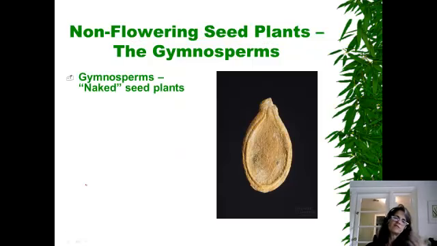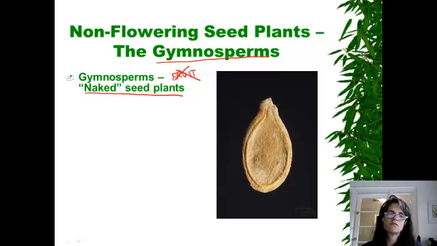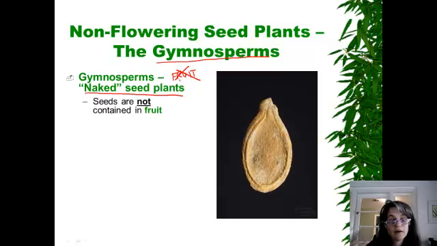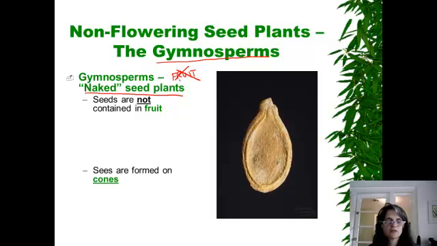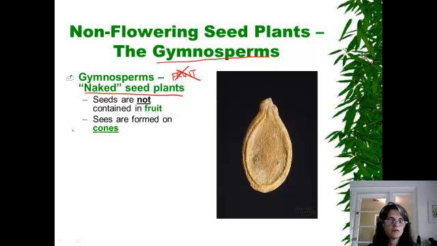Another term for the non-flowering seed plants is the gymnosperms. They are also referred to as naked seed plants because the seeds are not contained in a fruit. So in these plants there is no fruit. Seeds are not in a fruit. They are naked. In fact, they are on the highly modified leaves of structures that we call cones. So immediately what should come to mind are trees like pine trees that form cones. That is who is in this group.